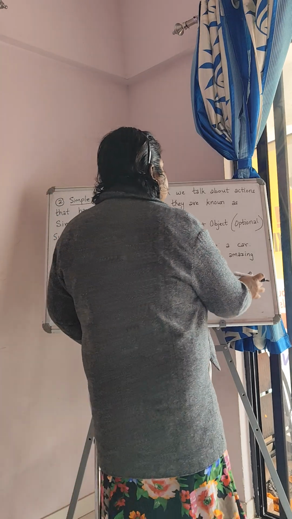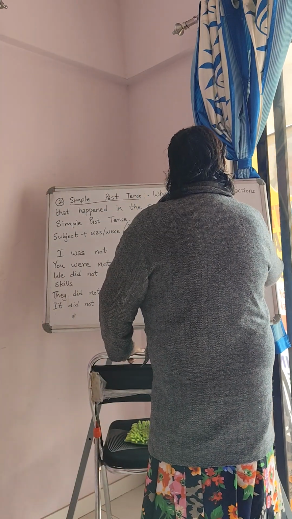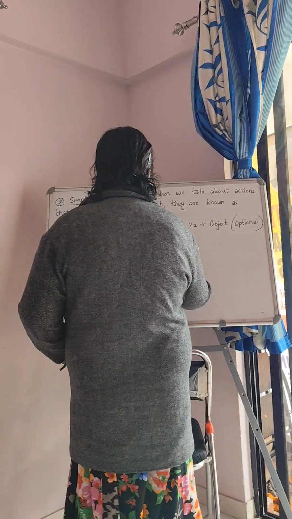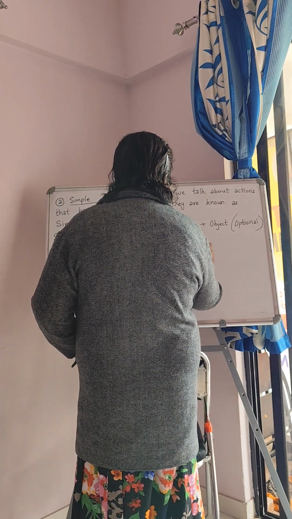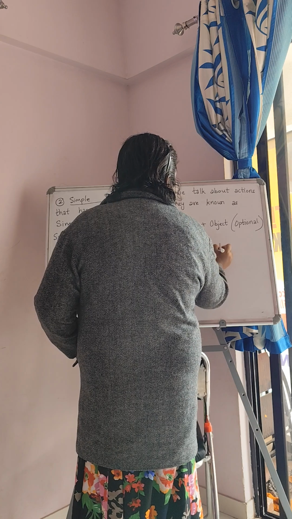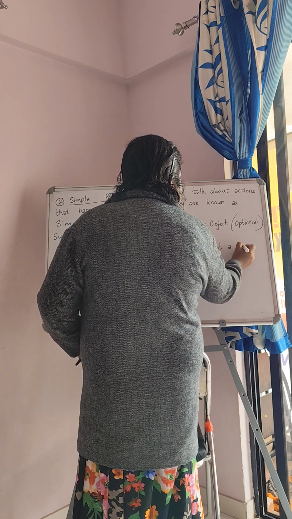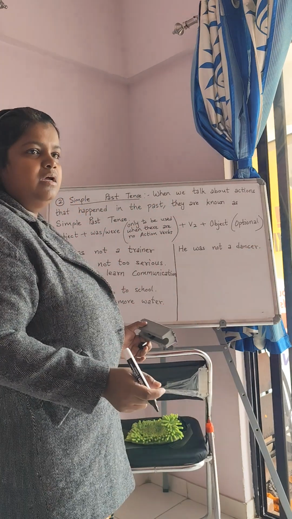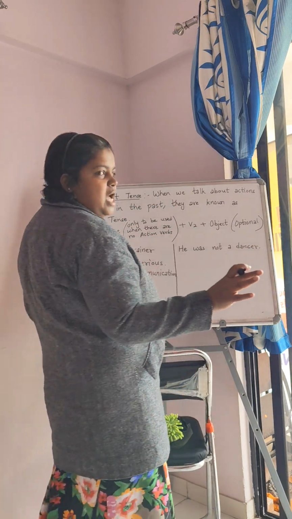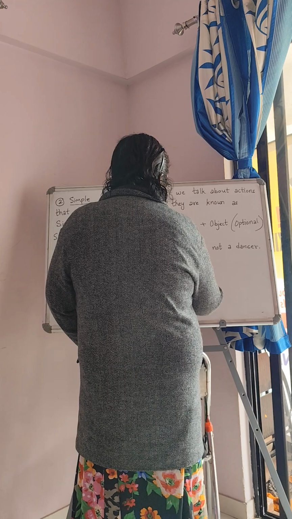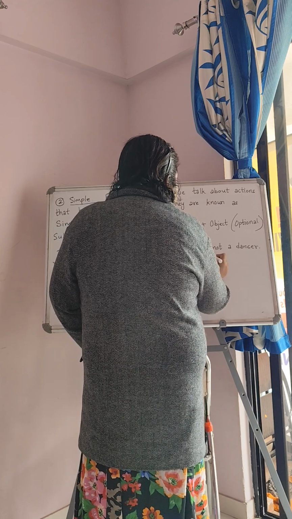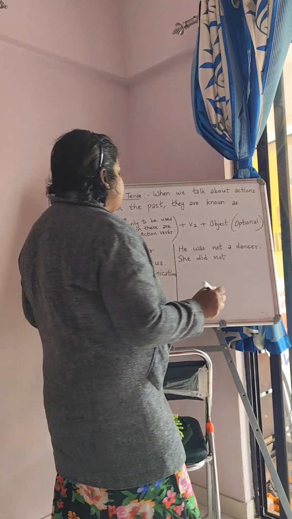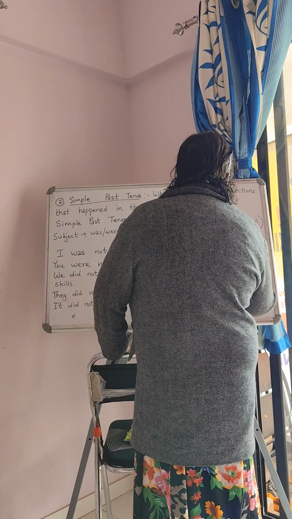Now he was a dancer. Nishant, what do you think the answer would be? He was a dancer. He was not a dancer. What's the next sentence? She worked hard. She did not work hard. Correct. Because we have the action verb, so you don't say she did not worked. It will be V1 form. She did not work hard.